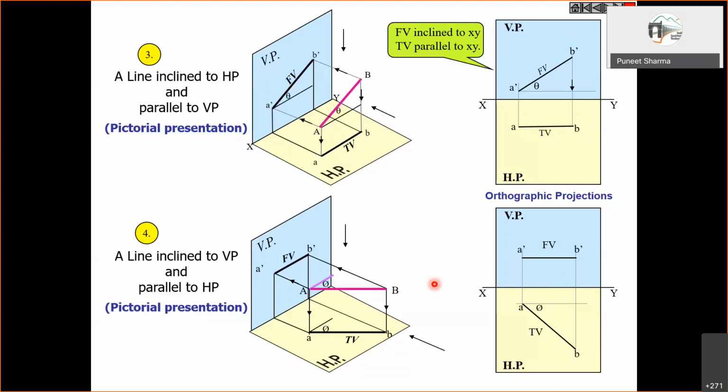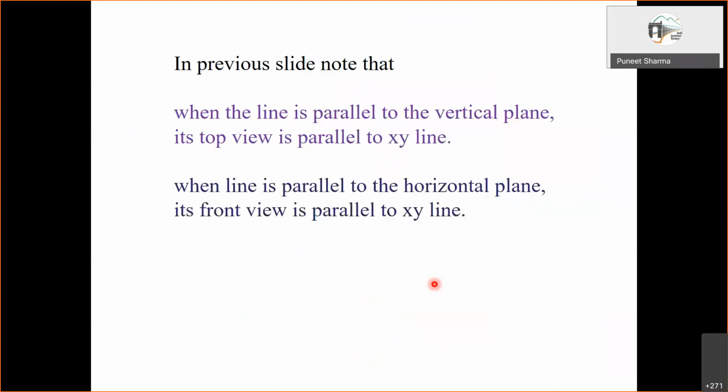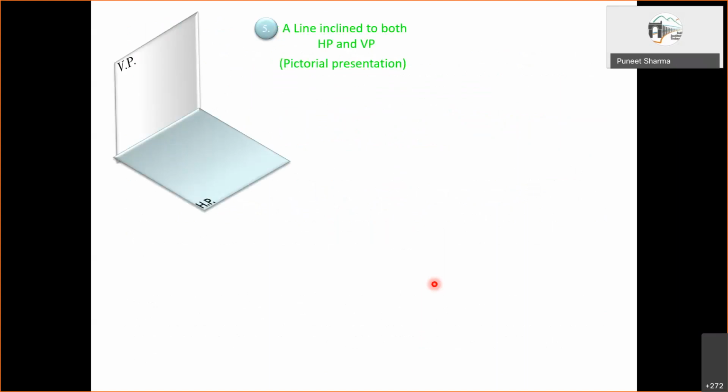Now, so far we considered the case where the line was at least parallel to one of the reference planes, right? In whatever we have discussed, we have considered that the line is at least parallel to one of the planes. If that is not so, then what is likely to happen? Now here let us have a look at this, when the line segment.